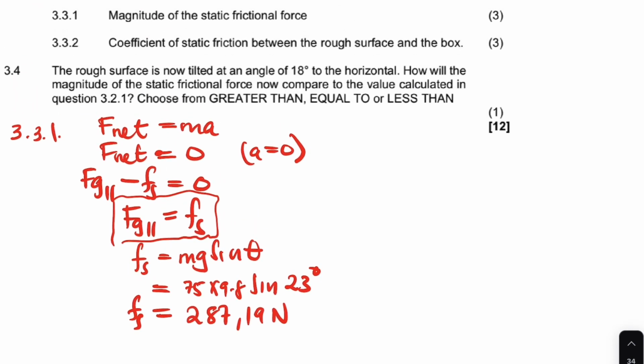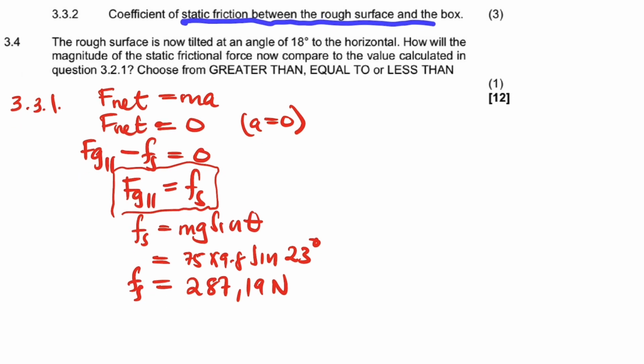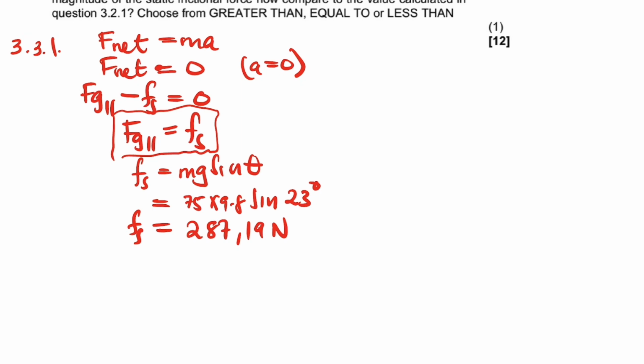Now at 3.3.2, it says calculate the coefficient of static friction between the rough surface and the box. So we want mu s there, the coefficient of static friction. The mu s is the description of the surface. It describes how rough or how smooth the surface is. So the way we're going to calculate, we use the formula that says Fs is equal to mu s times normal force.